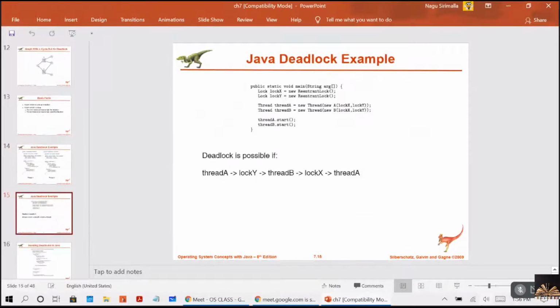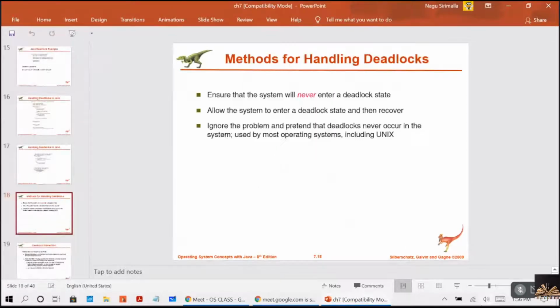So this is not in your syllabus. Methods for handling deadlocks. How are we going to handle deadlocks? Normally, ensure that the system will never enter into a deadlock. That means you should be using deadlock prevention techniques. We should make sure that it will never enter into a deadlock. It is possible with deadlock prevention and deadlock avoidance.